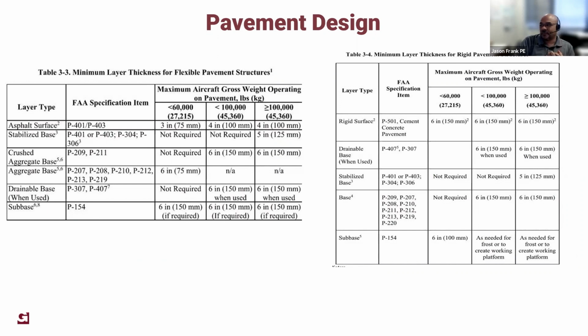P401 is the asphalt, P501 is the concrete. As you can see here, quite a few different surfaces that we mix and match to help provide us with our available materials, but also meet the FAA's pavement design. This is divided up again into 3 different regions here: anything that's less than 60,000 pounds, then 60,000 to 100,000 pounds, and anything over 100,000 pounds. Each has its different requirements, both for asphalt and for concrete surfaces.